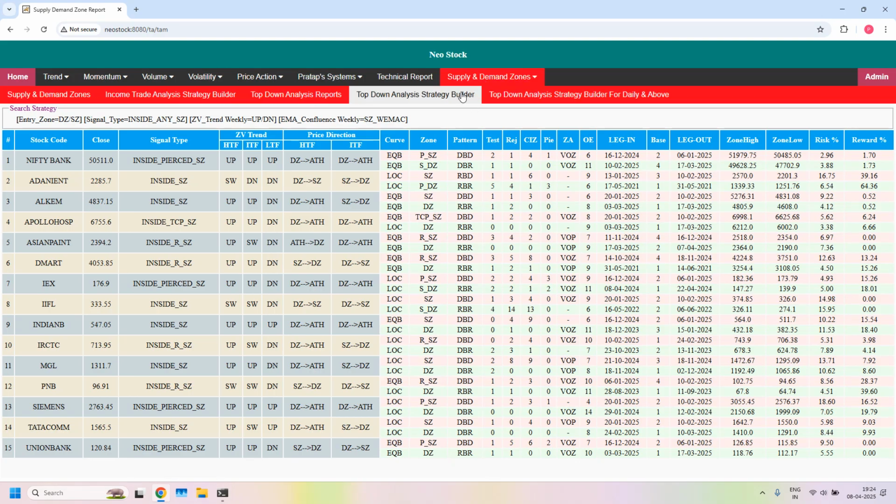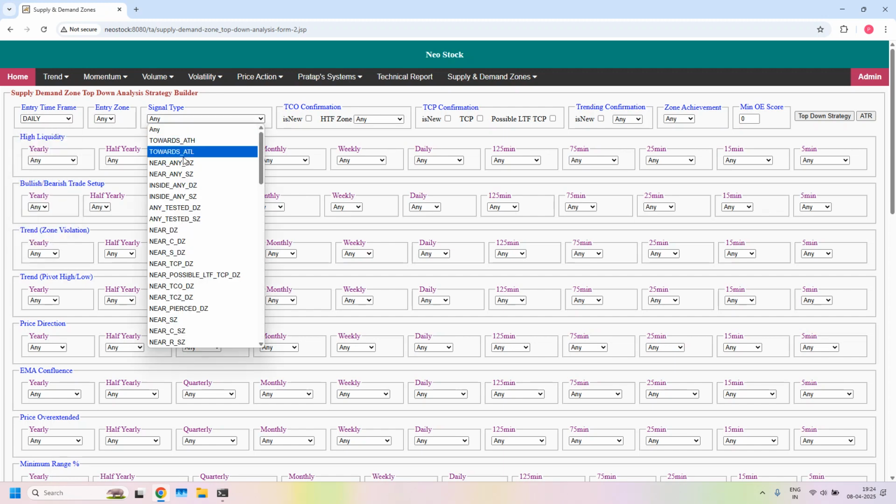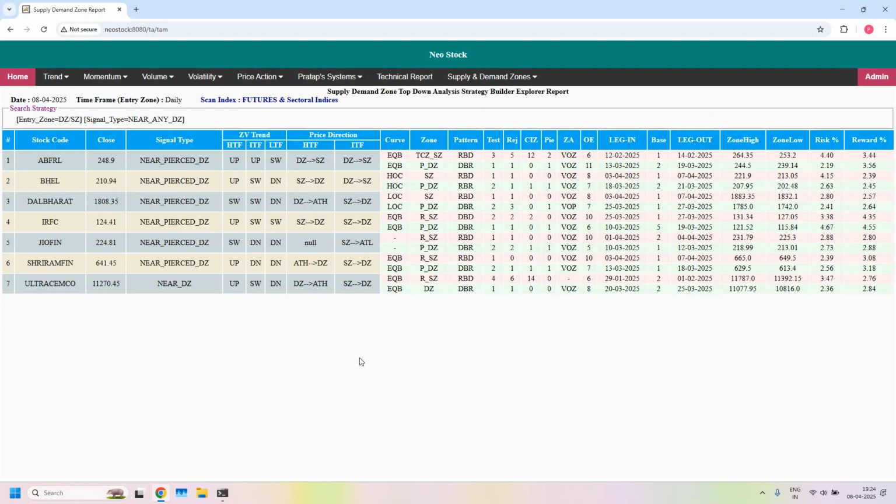The next time frame is daily. Entry time frame daily. Let us find the stocks near to the daily demand zone. We got 7 stocks. Let us identify daily high liquidity demand zones. All are pierced. So we don't have any high liquidity daily demand zones from this list.